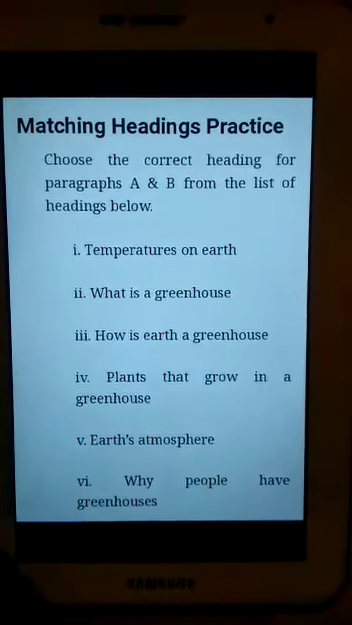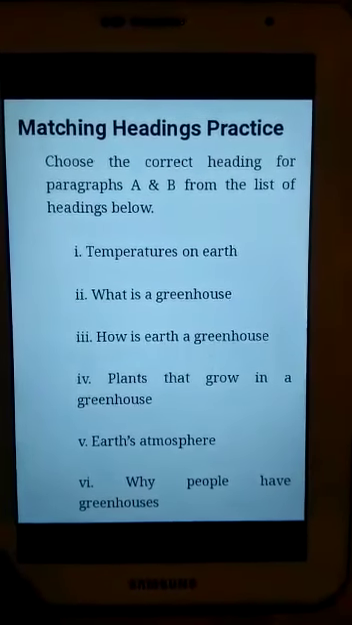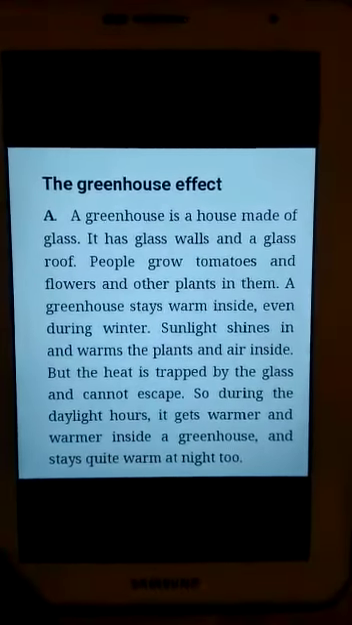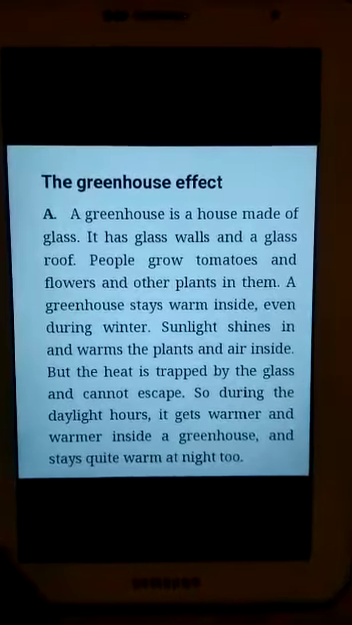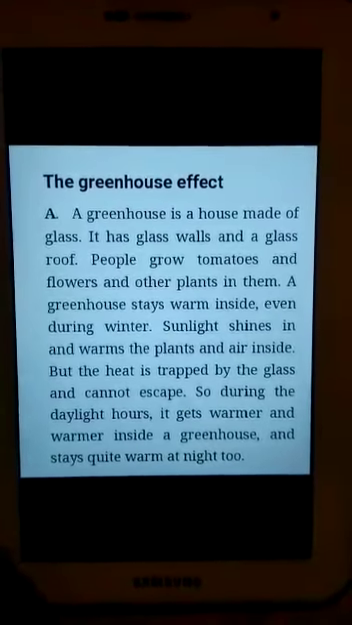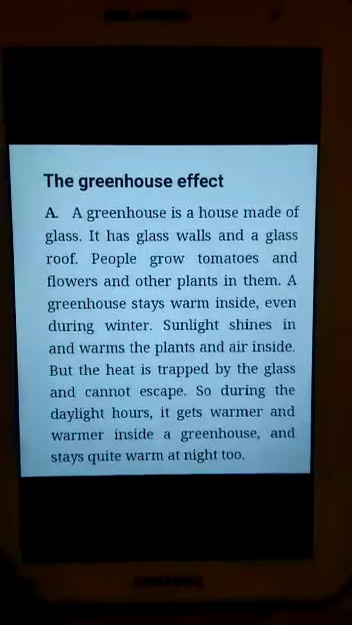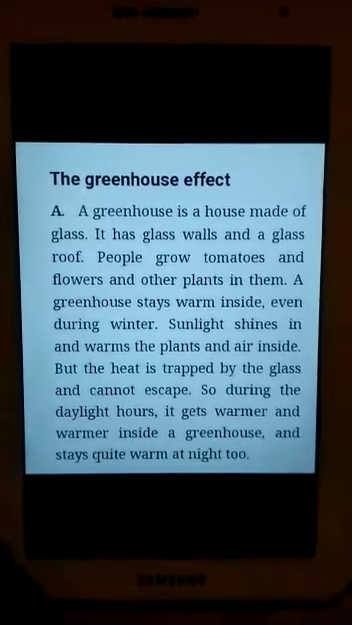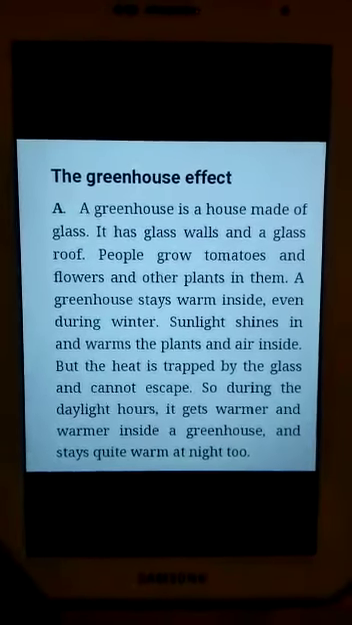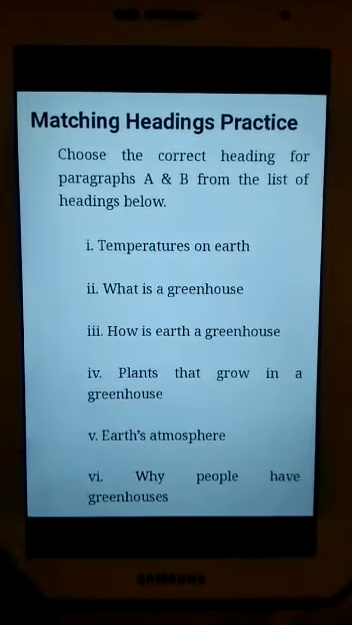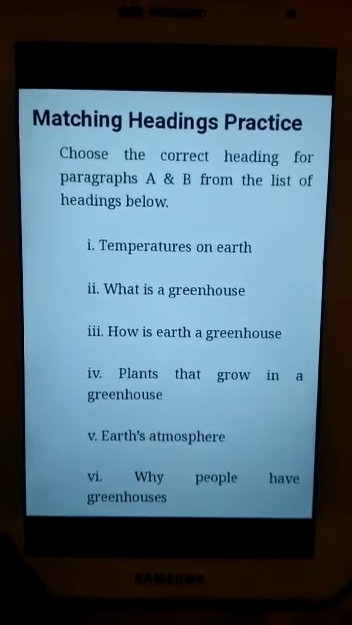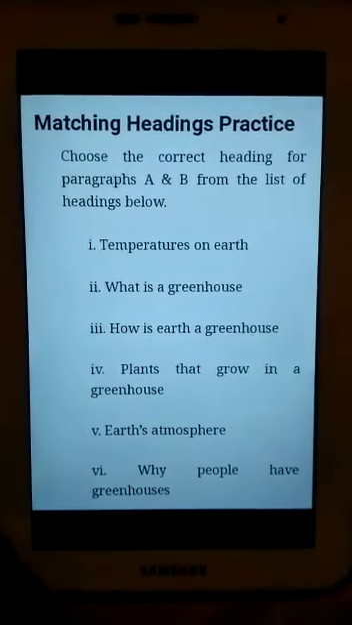So the answer of this will be the second one, what is greenhouse, because the passage is about the greenhouse effect, so the first paragraph explains the meaning of the word greenhouse. This is shown in the topic sentence and explained in the following sentences. The first paragraph does give information about plants in a greenhouse, that is the fourth heading, which plants are grown in the greenhouse, but this is only an example of how a greenhouse is used and not the aim of the paragraph. So the answer will be the second one.